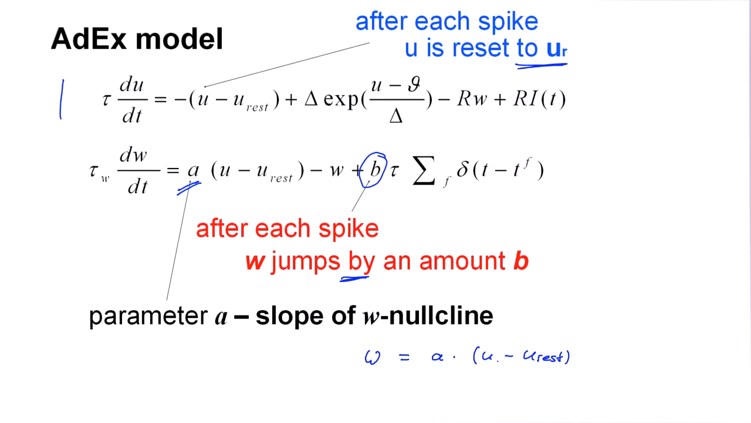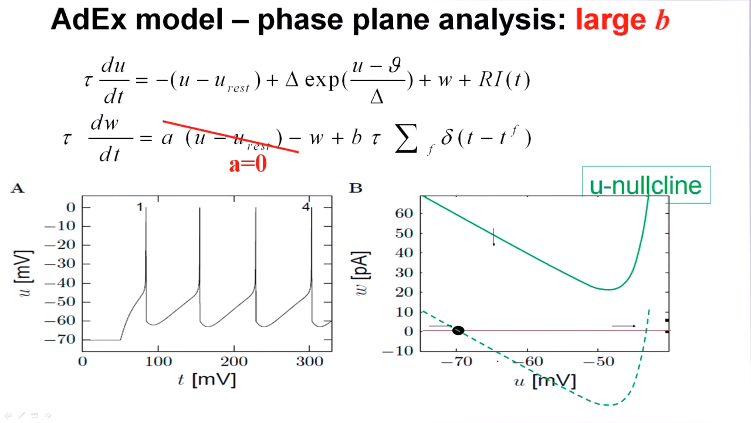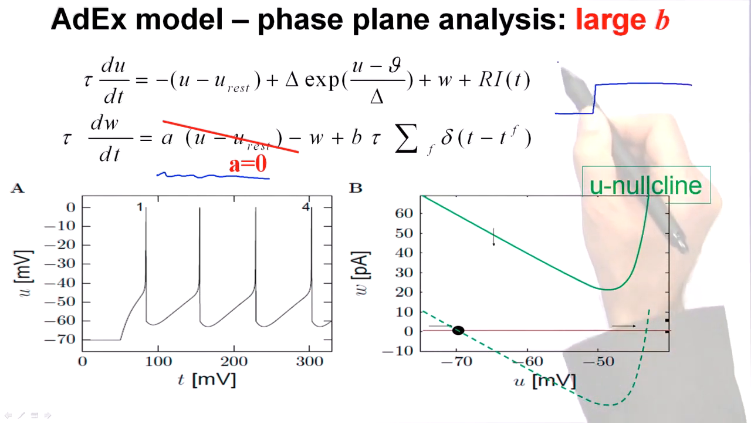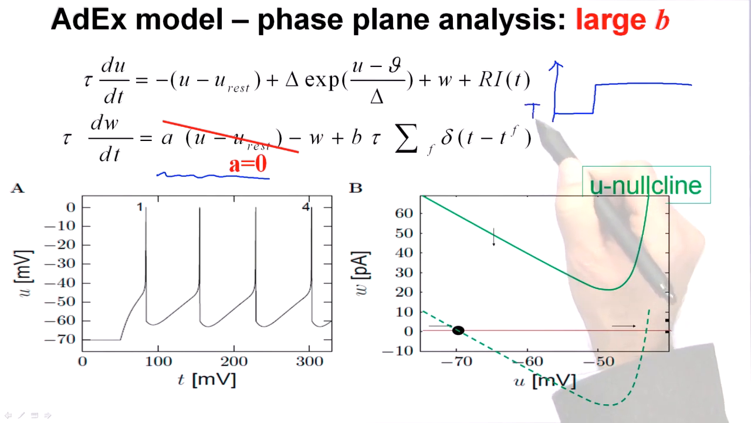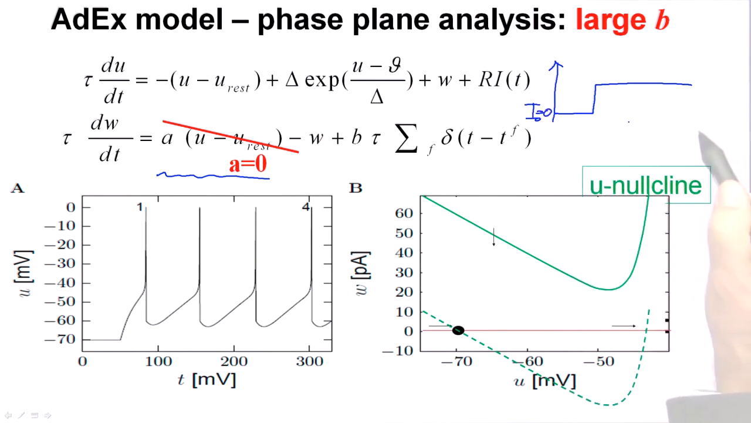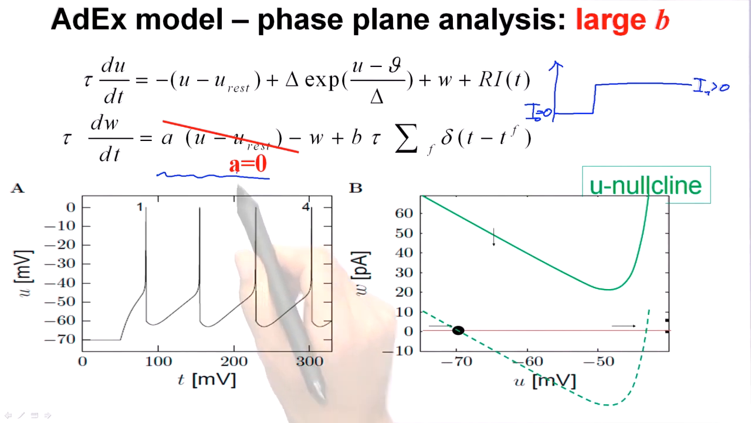So let's look at the null lines. And to do this, we start with a simple case. We set this parameter A, the coupling between the voltage and W, to 0. Recall that for adaptation, the standard input is a step current. So before the step, the input is 0, and after the step, it has some positive value. The W null line is a straight line with slope A equals 0, which means it's a horizontal line.